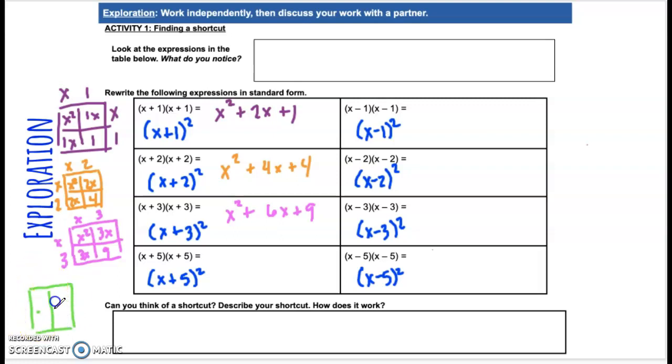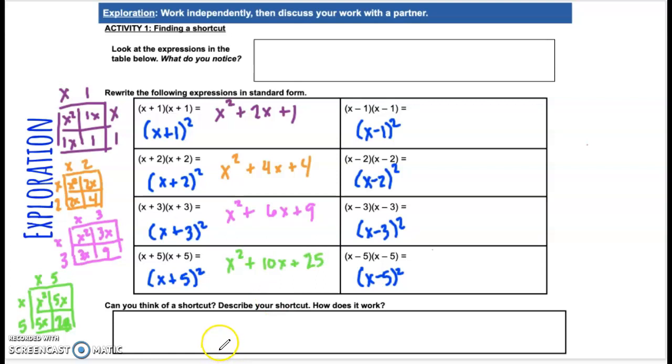Last one on this side. So I've got x plus 5 and x plus 5. So x times x is x squared. 5 times x is 5x. X times 5 is 5x. And 5 times 5 is, nope, I don't know why I just did that. 5 times 5 is 25. Oh man, it's late and I'm tired. So we've got x squared plus 10x plus 25.